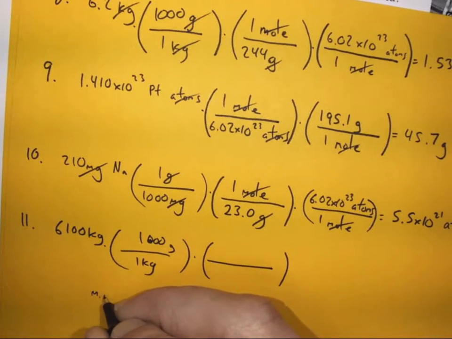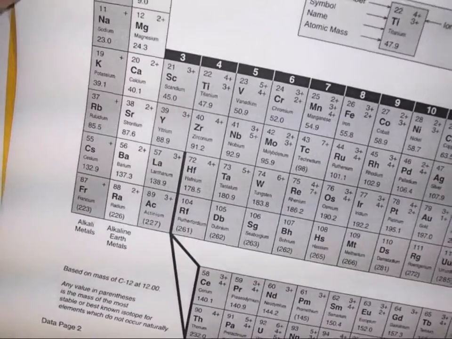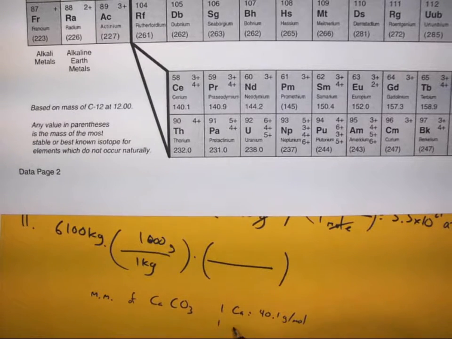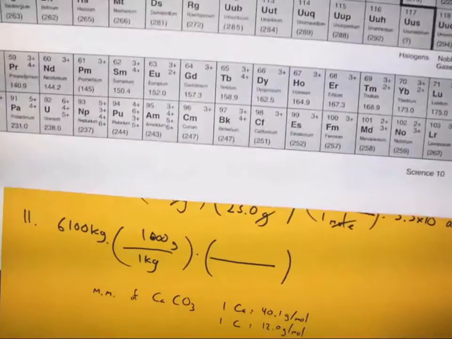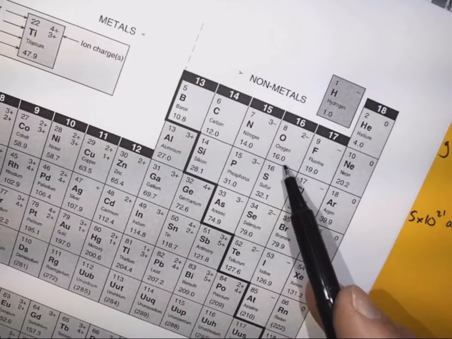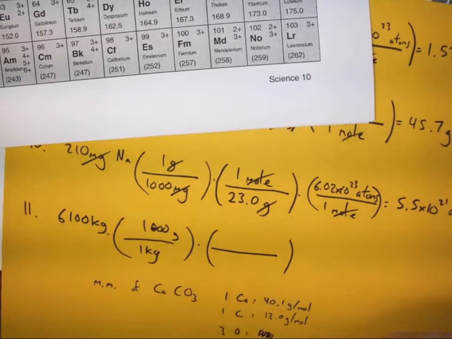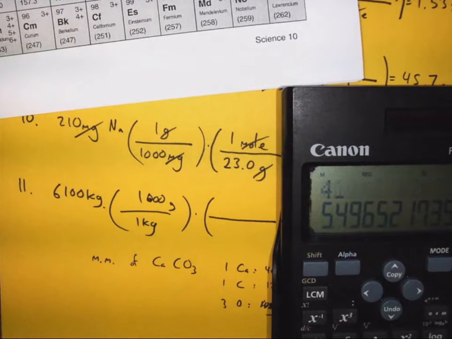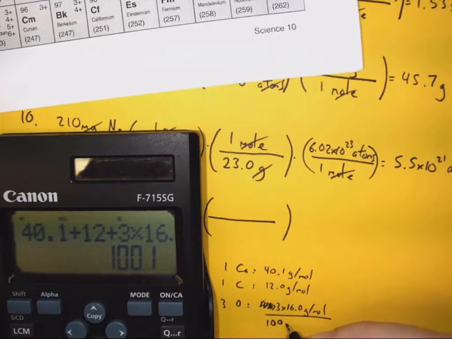Okay, so for the molar mass of calcium carbonate, I should find that we have 1 calcium, which has a mass of 40.1 grams per mole. I know I have 1 carbon in a calcium carbonate molecule, which is 12.0 grams for every mole. And I have 3 oxygens, they're 16.0 grams each, so I multiply that by 3. I get 48. Let's write that differently: 3 times 16.0 grams per mole. If I add all that together, 40.1 plus 12 plus 3 times 16, I get 100.1 grams for every mole.